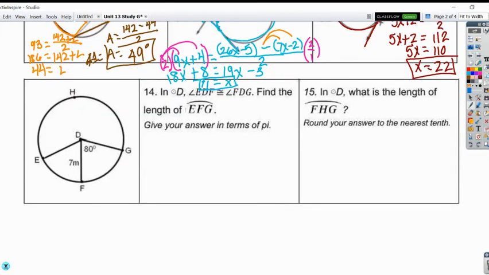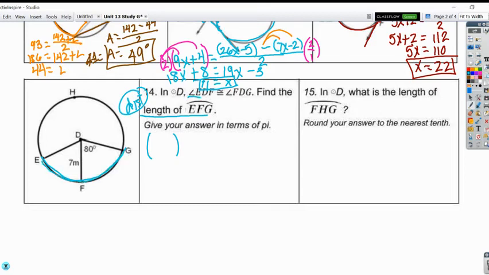Right. So down below, as we look at 14 and 15, here in 14 we're going to find the length of the arc. Remember, you want this to be in a distance idea, so you're talking about inches, centimeters, miles, something like that. So what fraction of the circle are we talking about? We're looking at arc EFG.